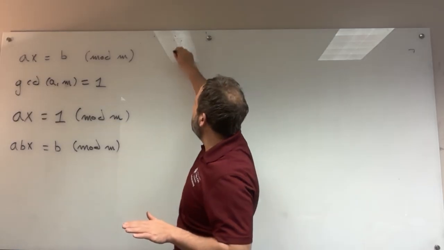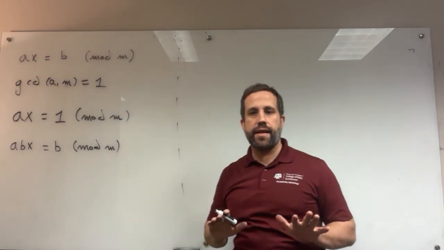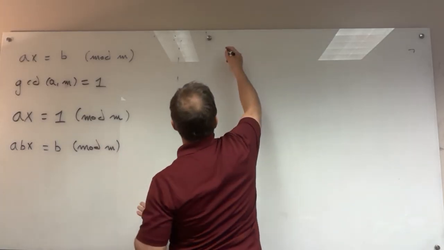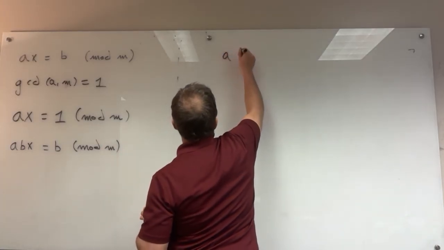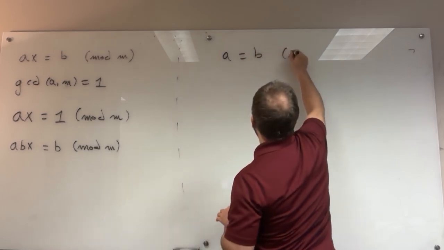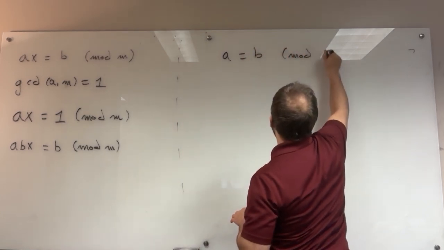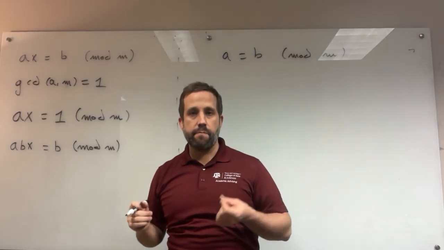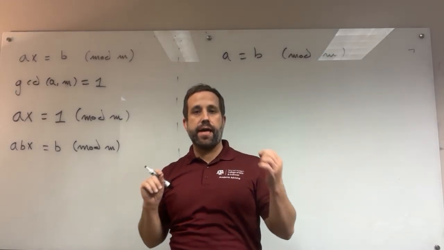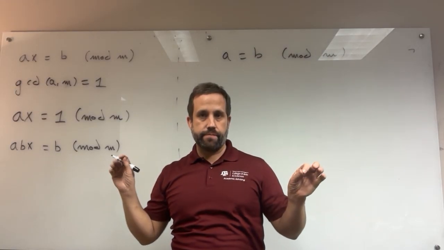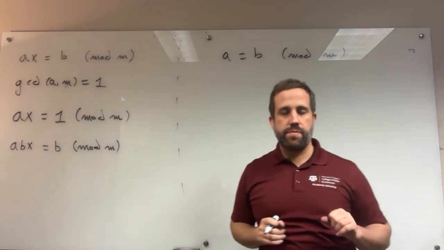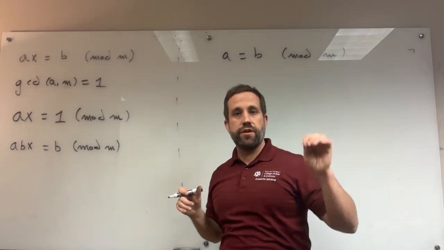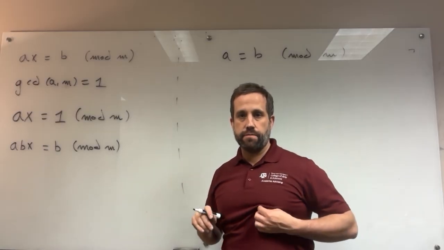Okay, so I want to explain why this is true, and I want to explain it in a little more generality. We're using the following fact: if A is equal to B mod M, again, what this means is if you divide A by M and you divide B by M, the remainders are going to be the same. That's what it means for A and B to be equivalent modulo M.